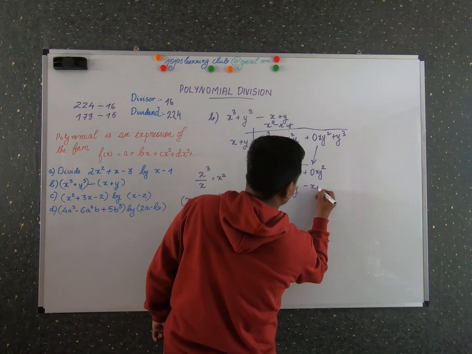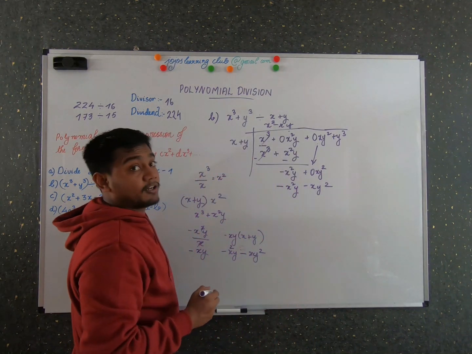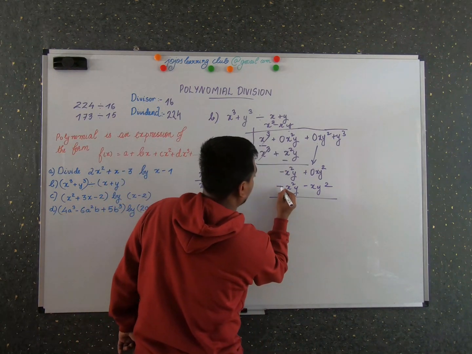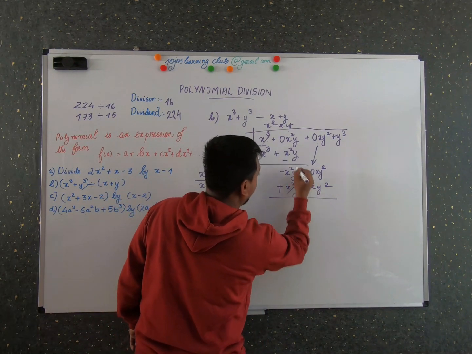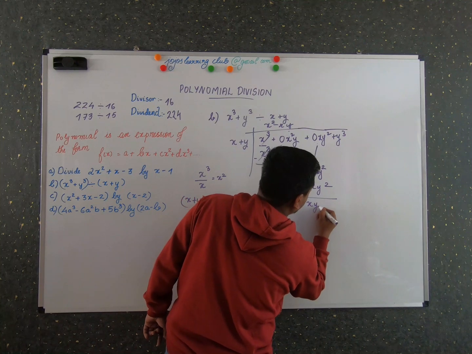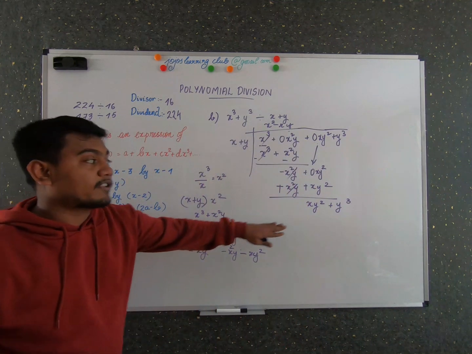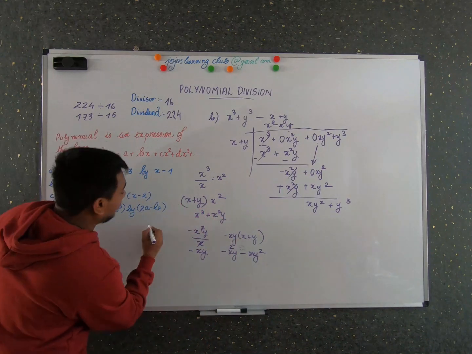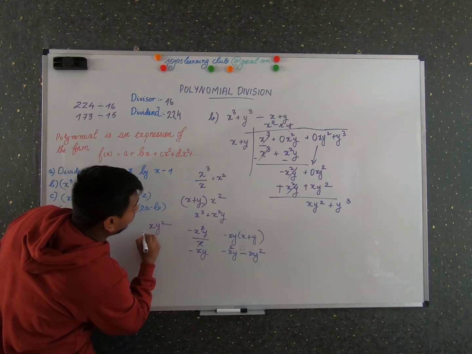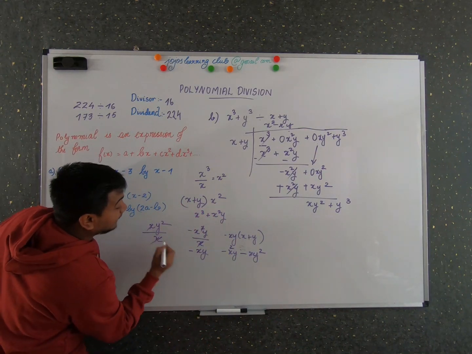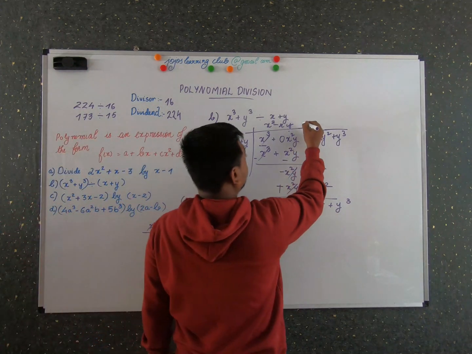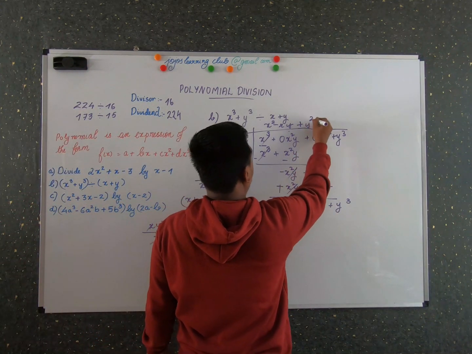So minus x square y, and here minus xy square, and now in division you should do subtraction, right? So positive gets cancelled, and it is here xy square plus y cube. And now what is the first term here? Xy square. Again divide by x, then you will get y square. So here it should be y square.